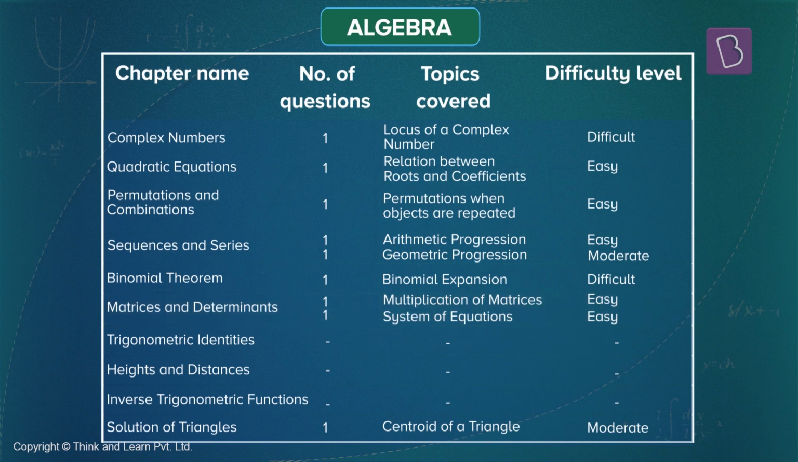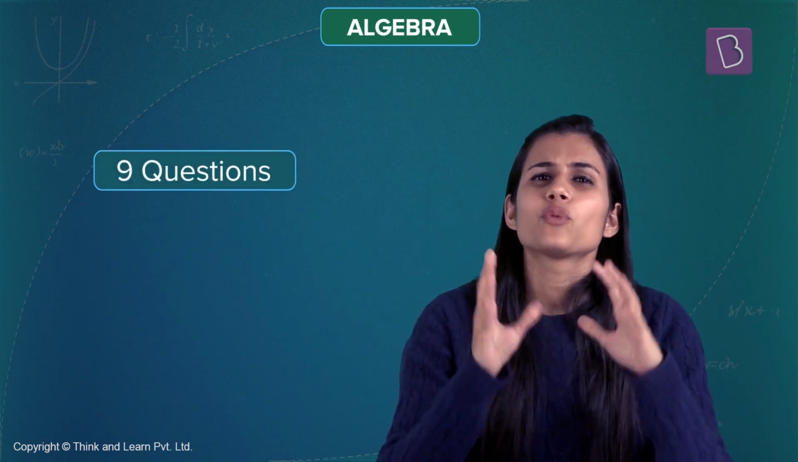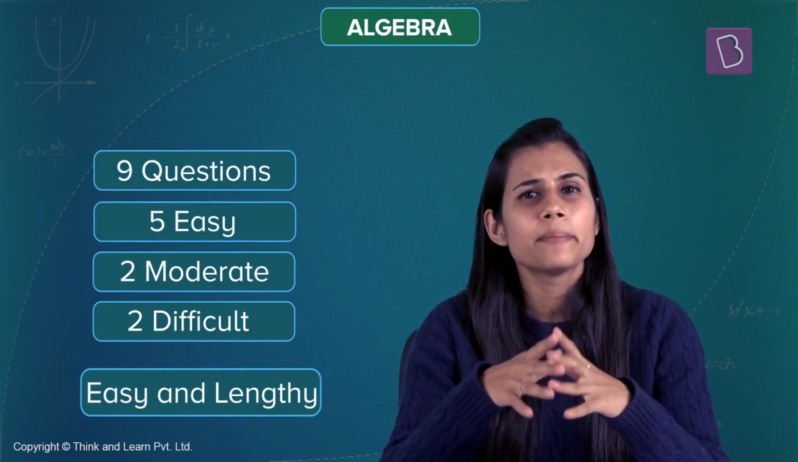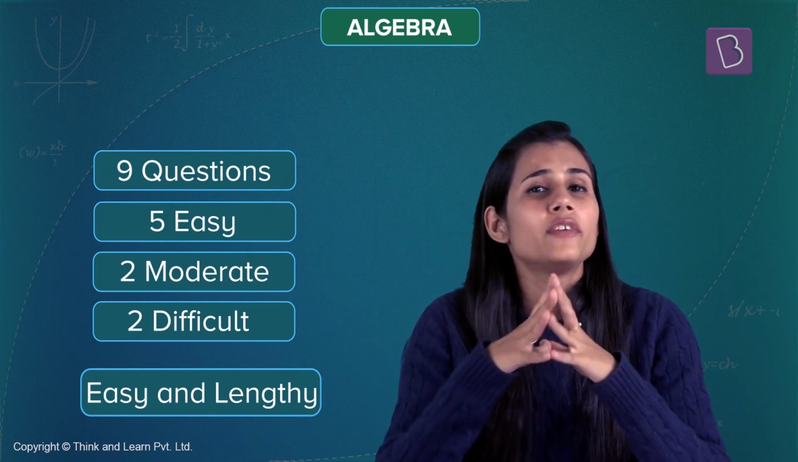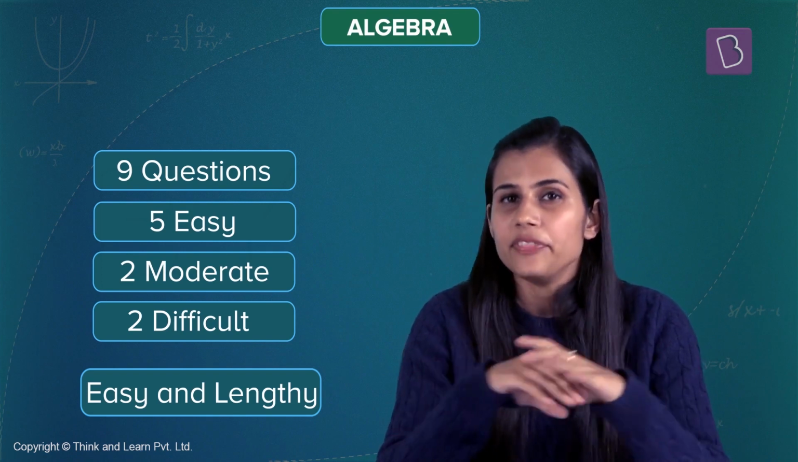Then the entire chunk of trigonometry, well, there was a single question from here from solutions of triangle, that too based upon centers of a triangle. So all in all, there were 9 questions from algebra. I would say the section was really easy, but yes, because there were some analytical calculations involved and solving was involved, yes, the paper in this section was lengthy.